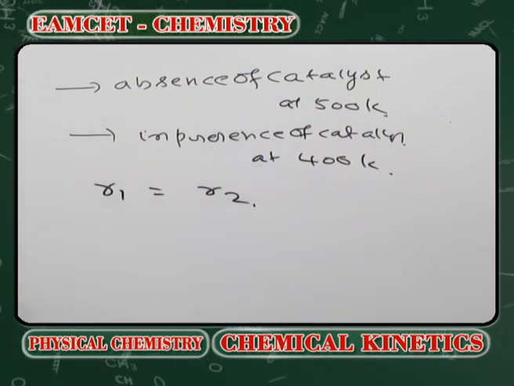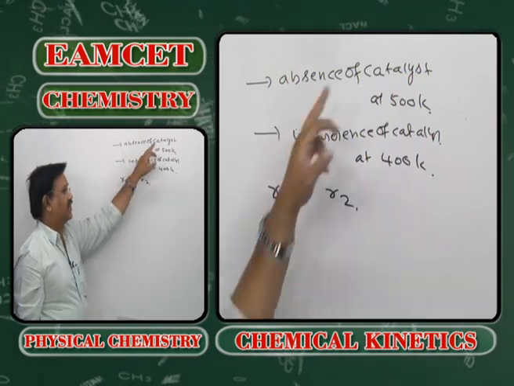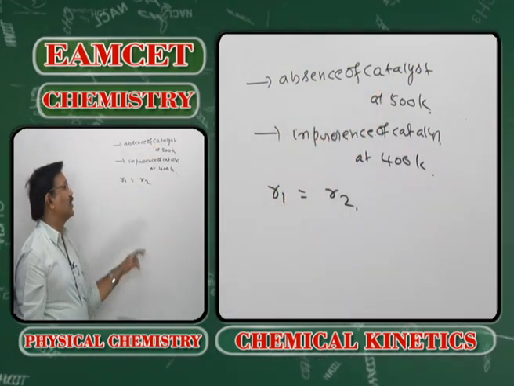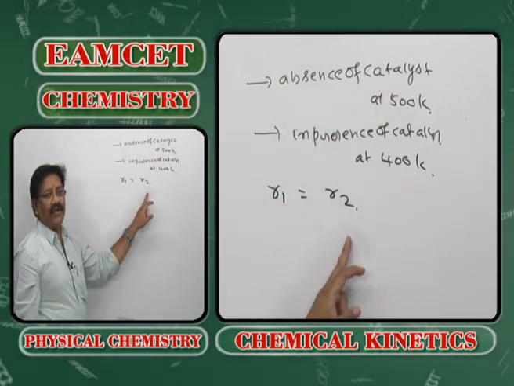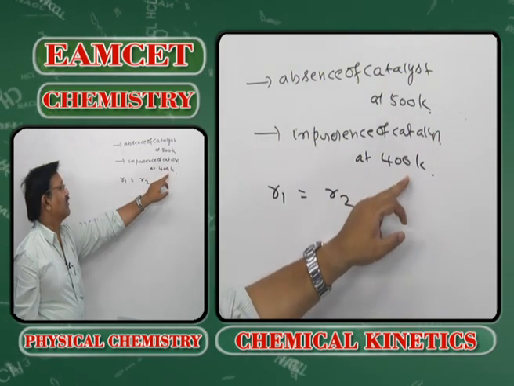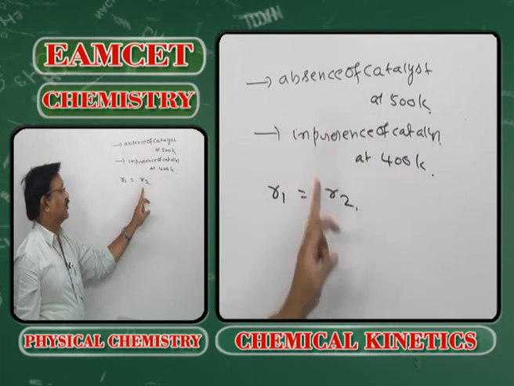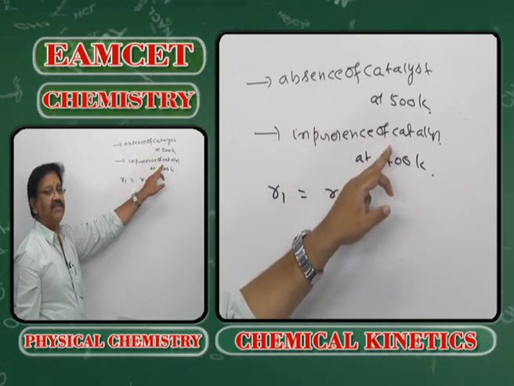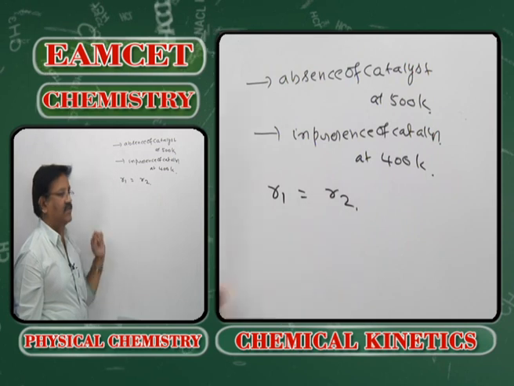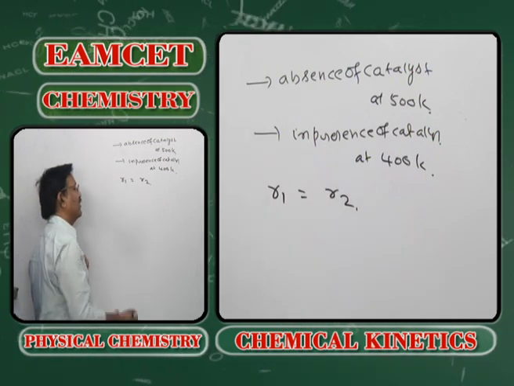What is meant by R1? Rate of the reaction in the absence of catalyst. What is R2? Rate of the reaction in the presence of catalyst. And what is the other point?